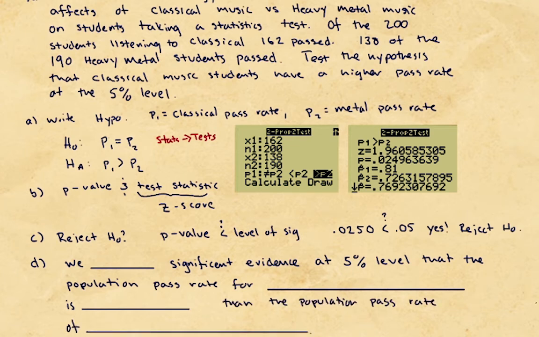Here's everybody's favorite part, writing the technical conclusion in the context of the problem. So this time we did reject the null hypothesis, so we do have significant evidence. I think one of the hard parts for students is actually reading comprehension and trying to understand the context of the problem. In this situation, what we're concerned with is the pass rate of these two populations of students, the students that listen to classical music and the students that listen to heavy metal music.